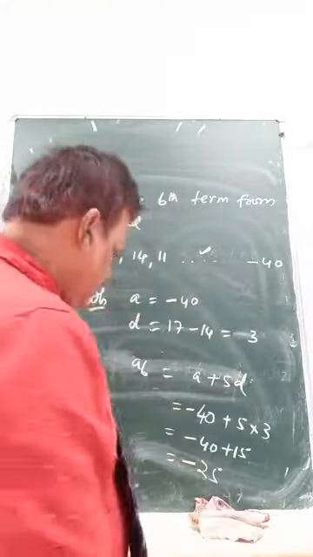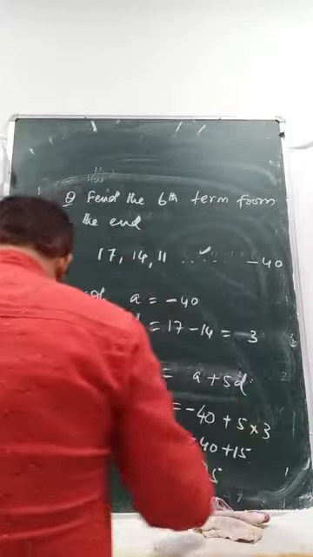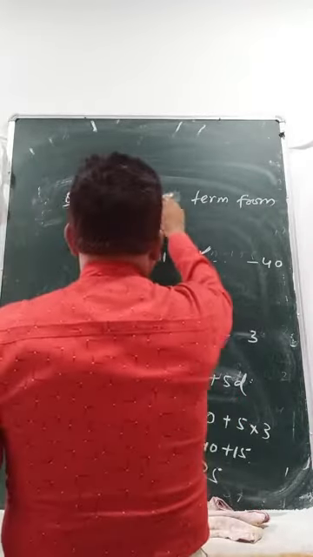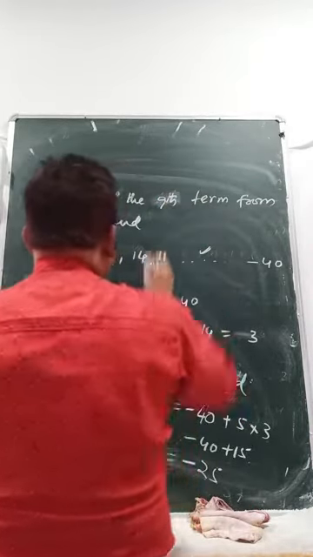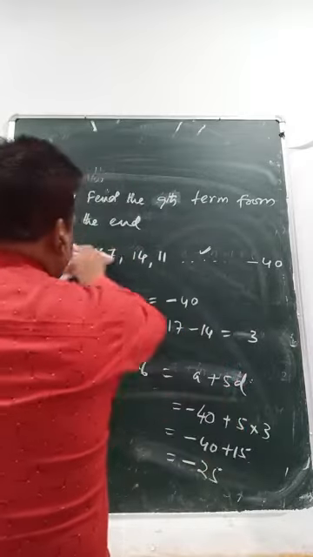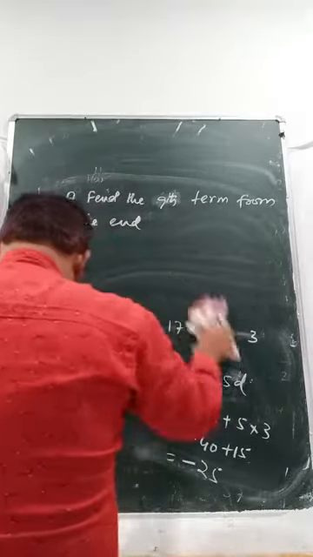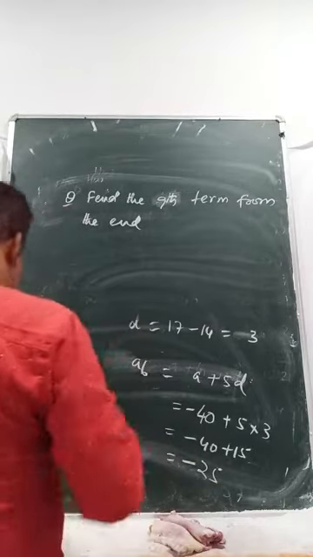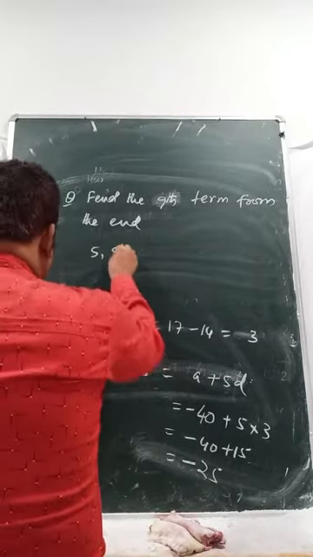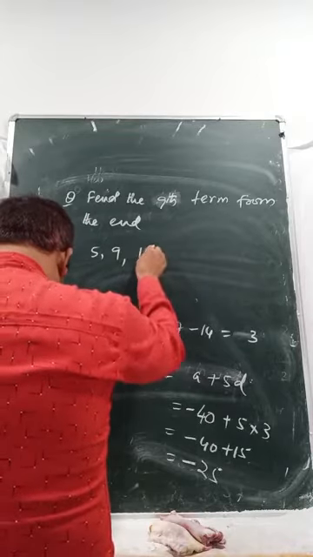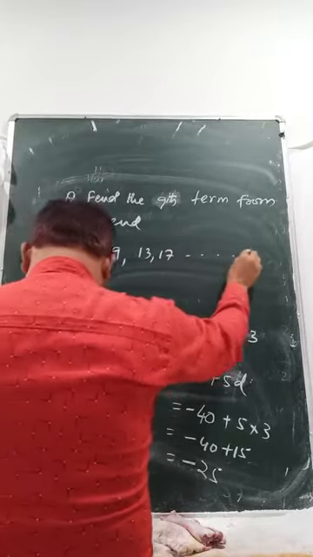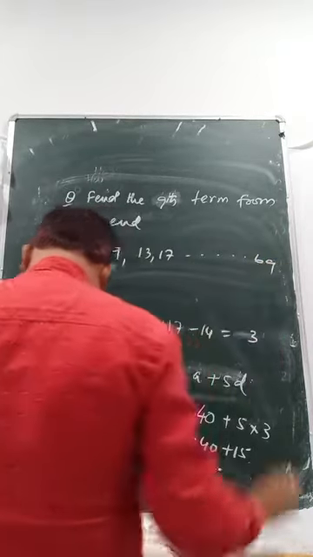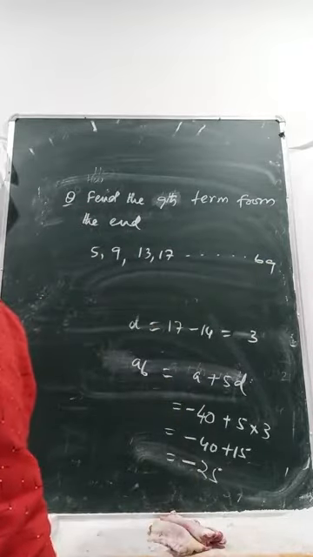Okay, we try one question then. Find the ninth term from the end. So what is the series given? That is 5, 9, 13, 17, ..., 69. Okay.